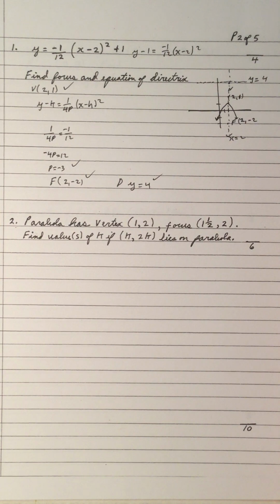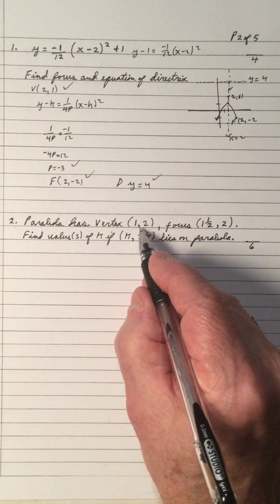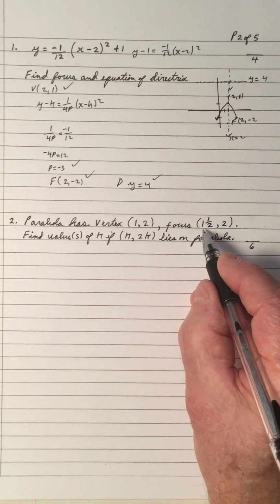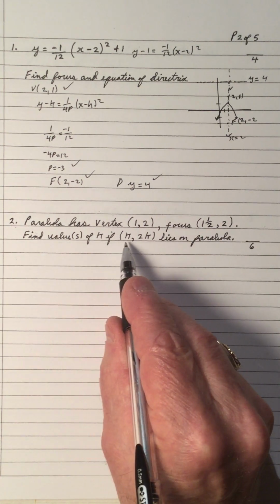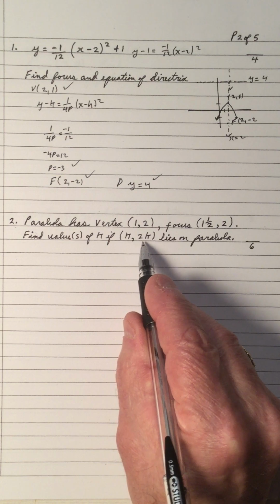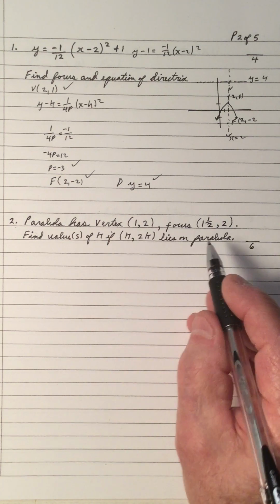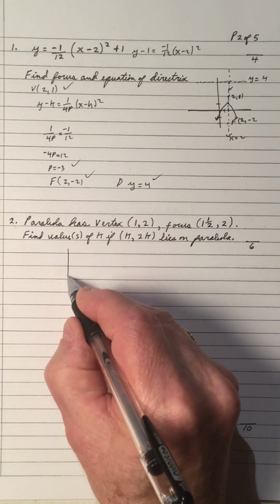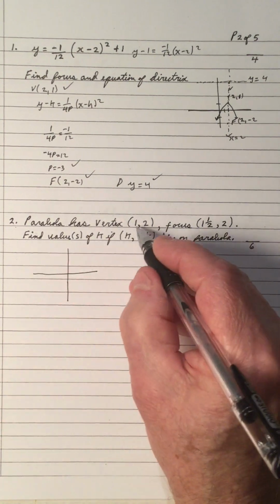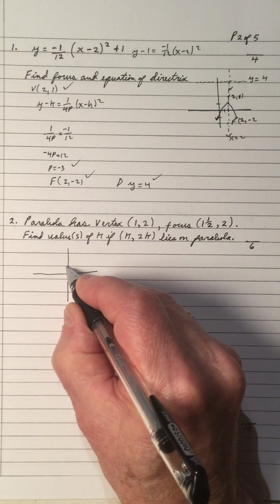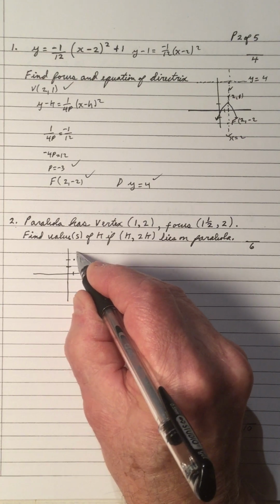4 marks altogether. A parabola has a vertex of 1, 2. The focus is 1.5, comma 2. Find the values of k if k, comma 2k lies on the parabola. Well, I like to draw a picture of what I have. A parabola has a vertex of 1, 2, which is right there.